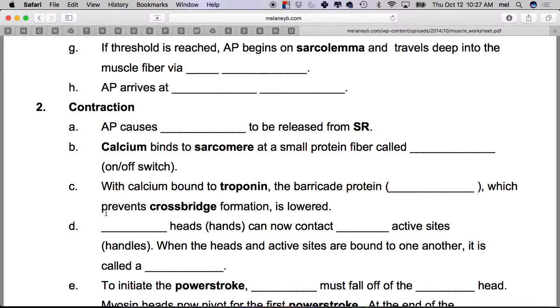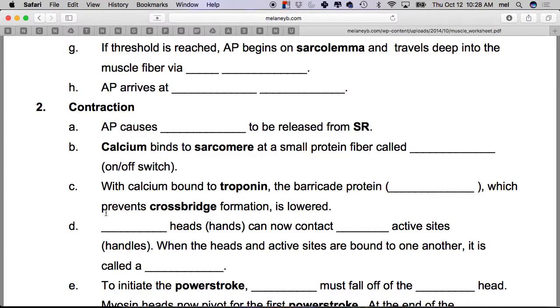Okay, now we're getting into the whole cross-bridge thing, okay? Which protein had the heads? Myosin had heads, can now contact which protein had the active sites? Which protein had the active sites? Actin, exactly. Actin had the active sites. So with calcium bound to troponin, the tropomyosin was lowered. The myosin heads can now contact the actin active sites.